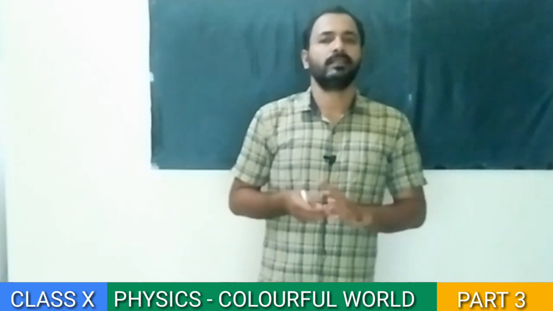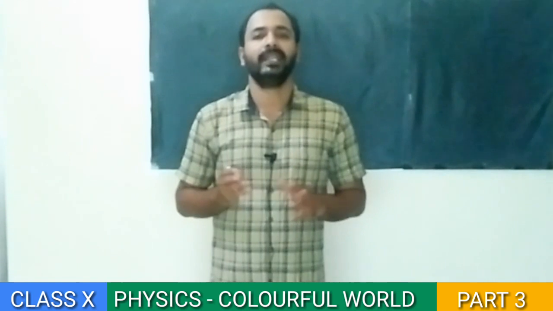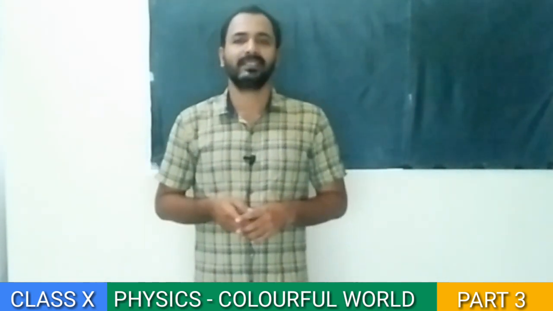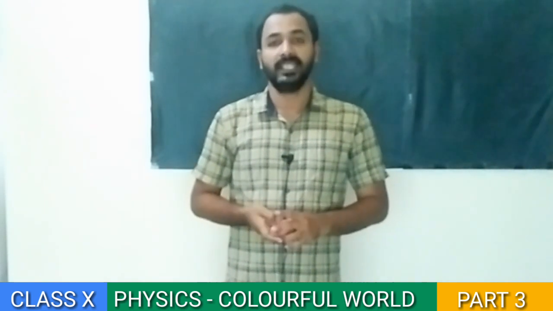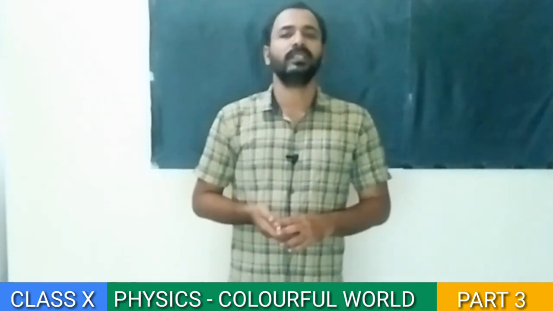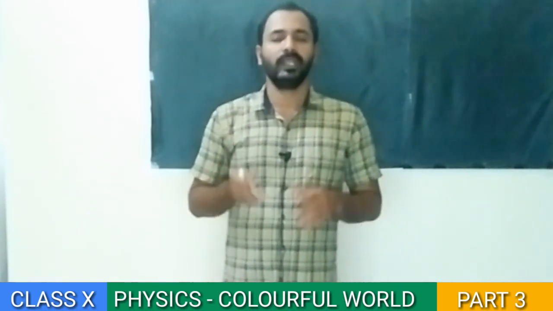In the previous classes, we discussed the chapter Human Eye and Colorful World. In this chapter, we discussed refraction through a glass prism and dispersion by a glass prism. Then we discussed the applications of dispersion, the rainbow. So in today's class we have to discuss the topic.